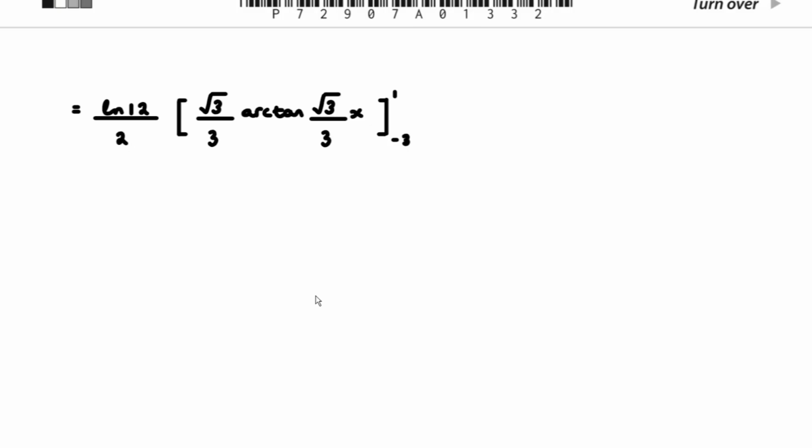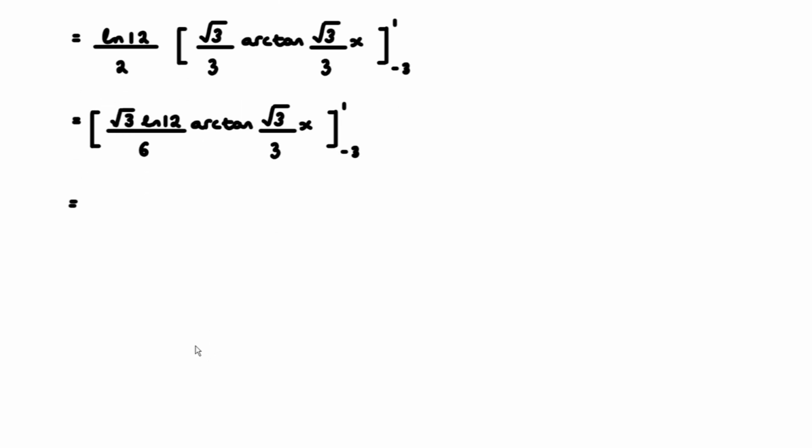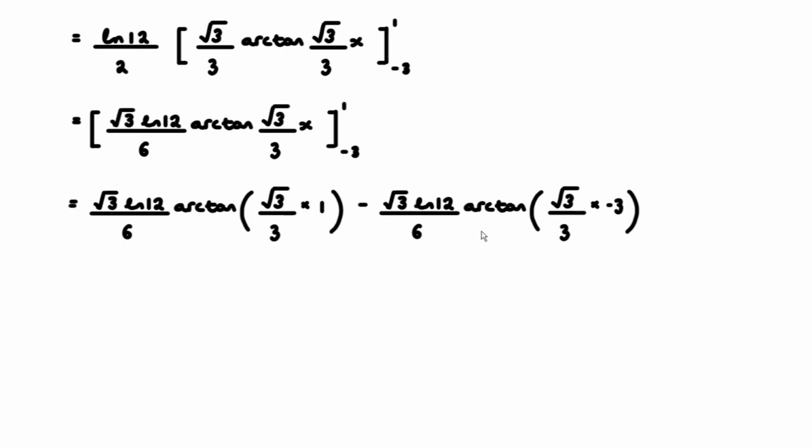And so if I multiply the natural log of 12 over 2 times root 3 over 3, we can rewrite this as root 3 times the natural log of 12 over 6 times the arctan of root 3 over 3 x, and we want to evaluate this between negative 3 and 1. So, substituting in 1 for the upper limit, we've got the result shown here, and substituting in negative 3 for the lower limit, we've got the result shown here.